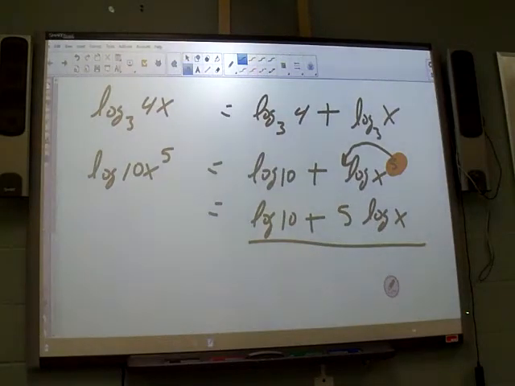We haven't done a quotient one yet. Let me find a good quotient one. I got what we need on that page.